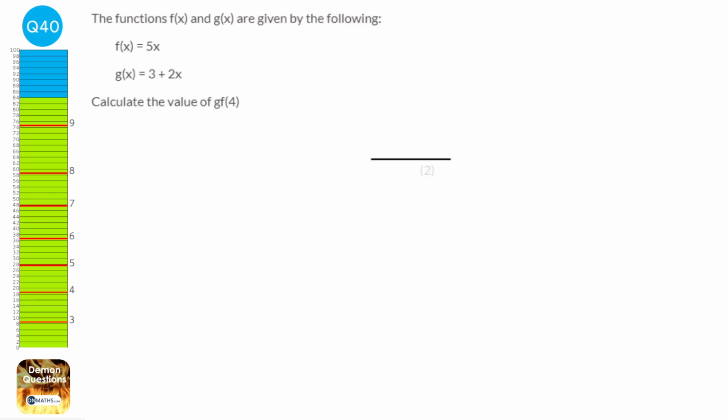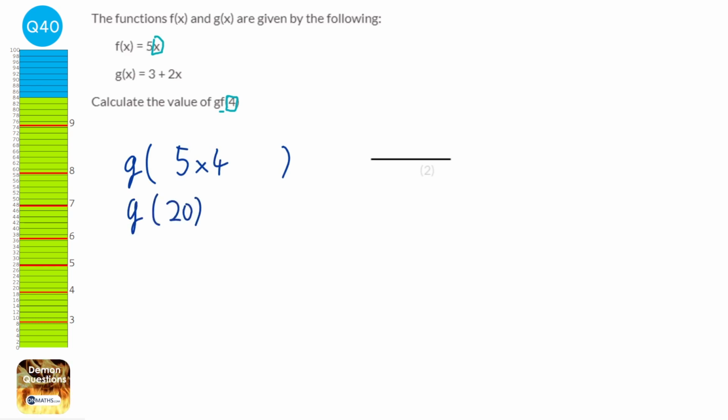So the way functions work is that they actually queue up, and the function nearest the brackets is the first one to go. So the f will be the first function we look at. So all I'm going to do is just leave the g on the outside and put a set of brackets down. So to do f of 4, all we do is feed in that 4 into where x is in the function f of x. So instead of 5 times x, it will be 5 times 4. Which is just going to be 20.